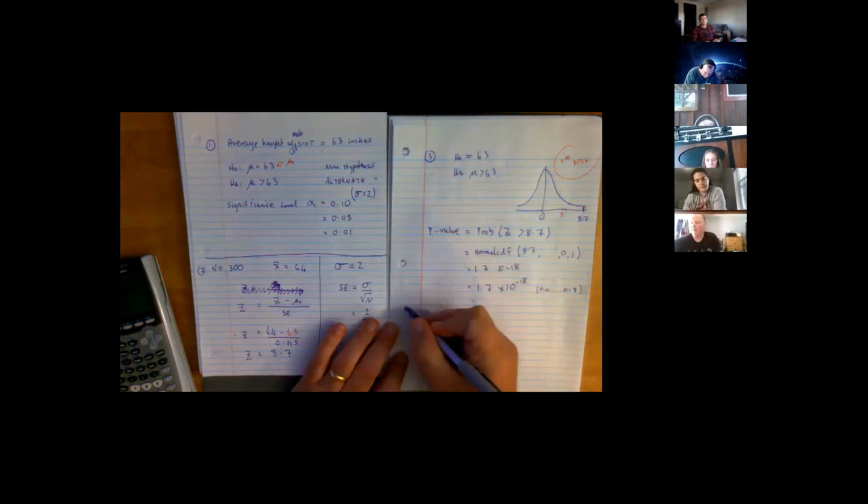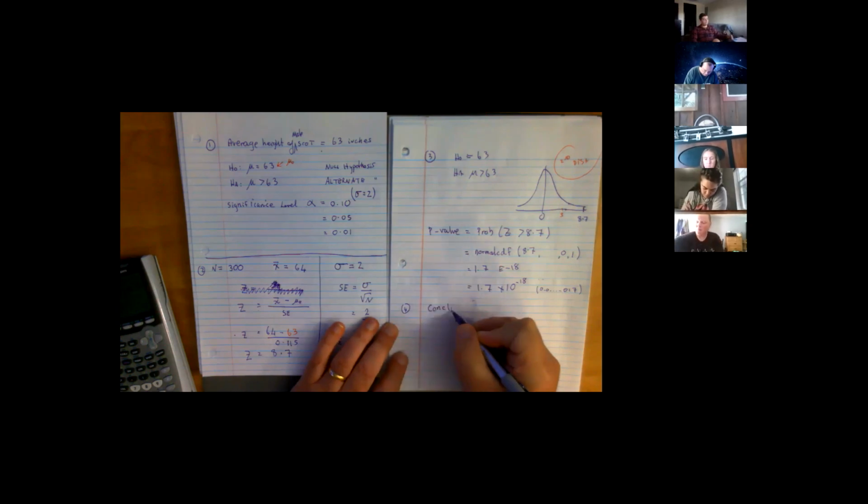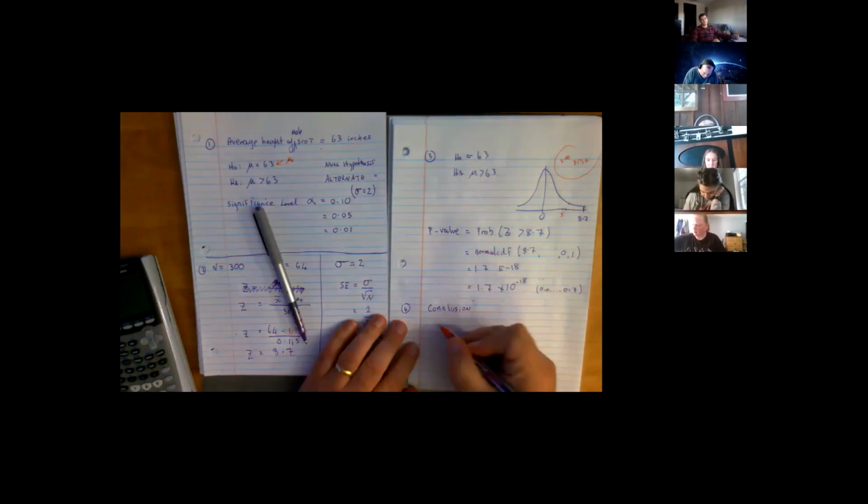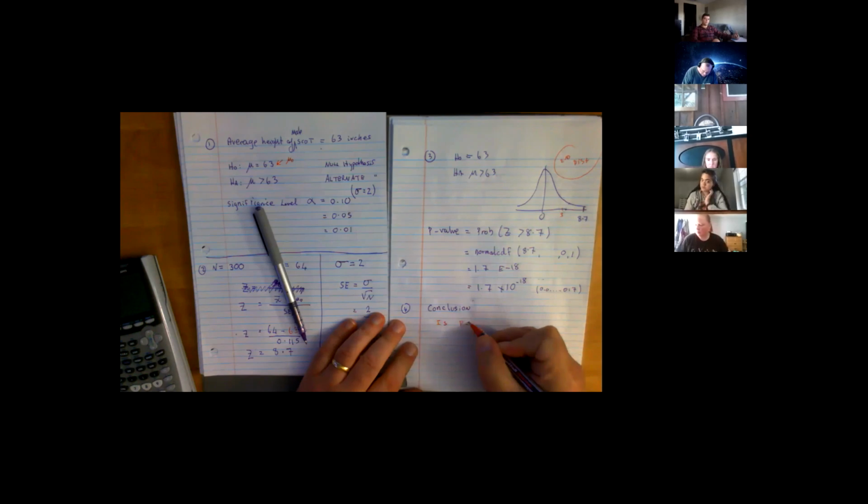Step 4, conclusion. Well, the conclusion is based on this test. This is what you check. I'll put it in red. You ask the question, is the p-value less than alpha?